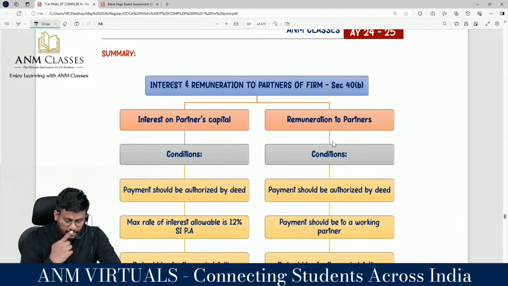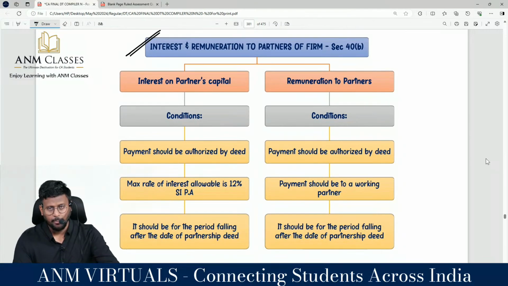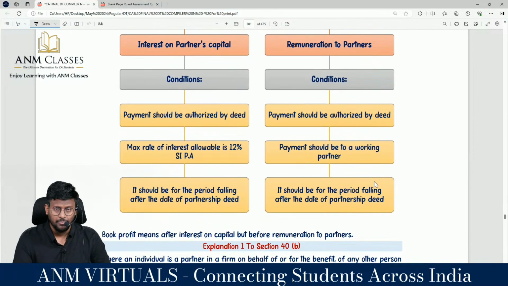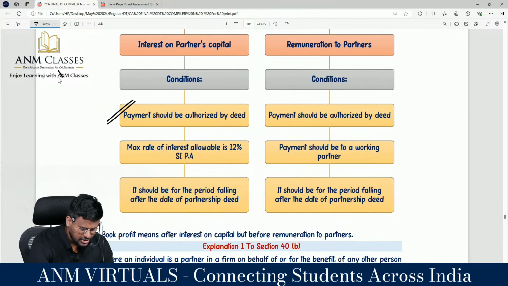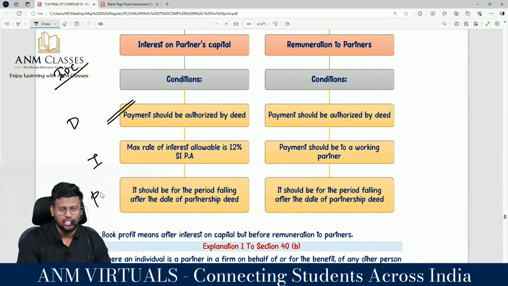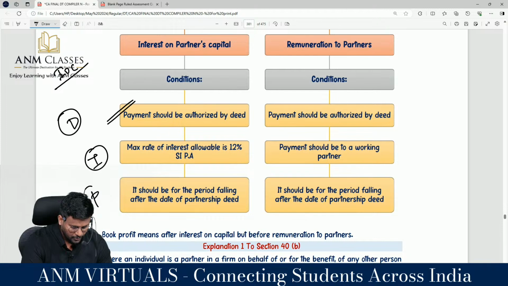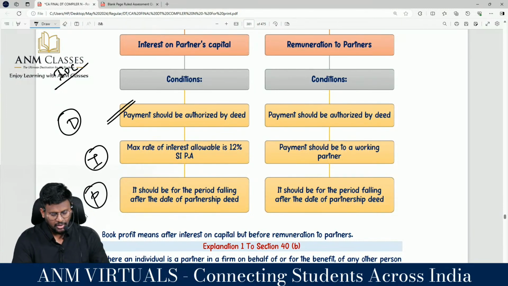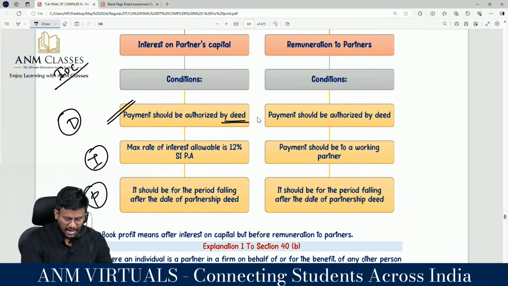Sir, this is the summary. Interest and remuneration to partners of the firm, 40B. Interest on partners' capital, remuneration to partners. Interest on partners' capital condition: payment should be authorized by the deed. That means in order to claim interest on capital as deduction, you should satisfy the DIP condition. Payment should be authorized by the deed. And the maximum rate of interest should be 12% simple interest per annum. And it should be for the period falling after the date of the partnership deed.